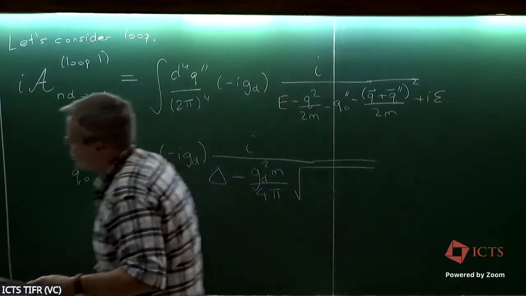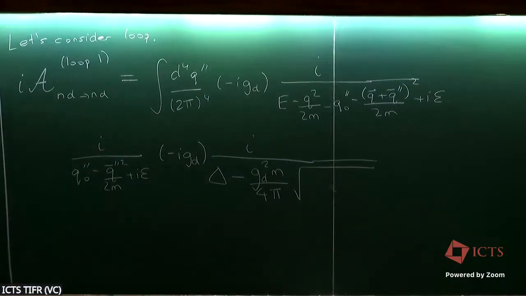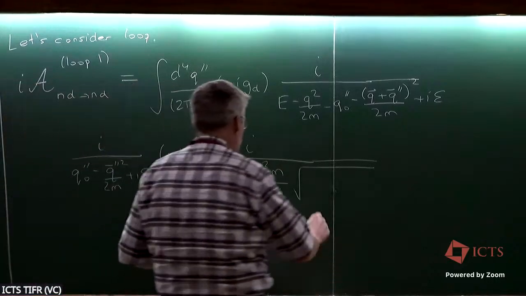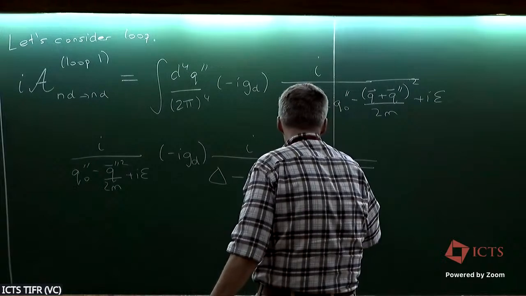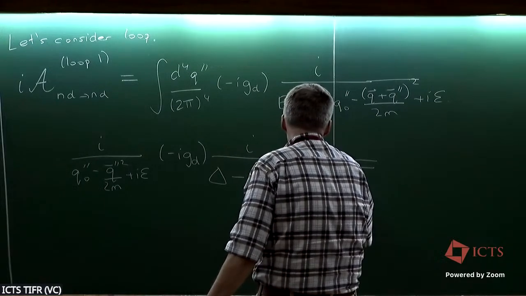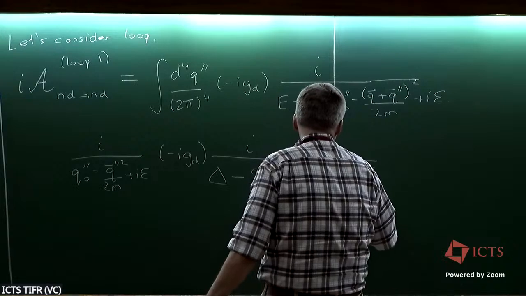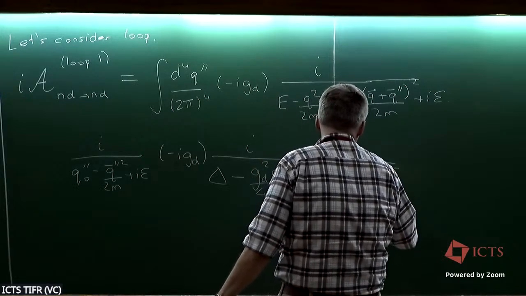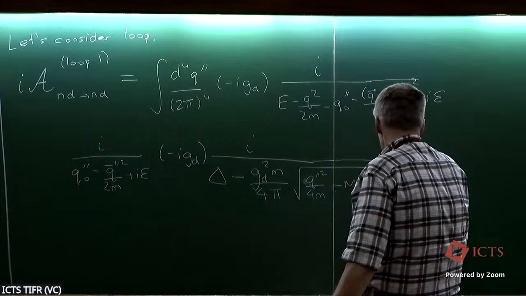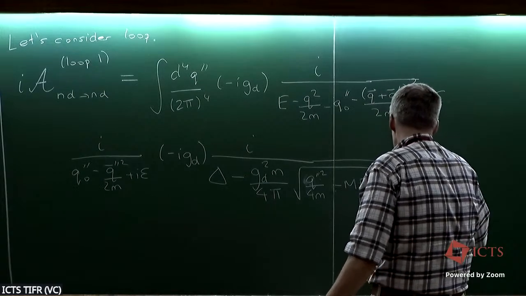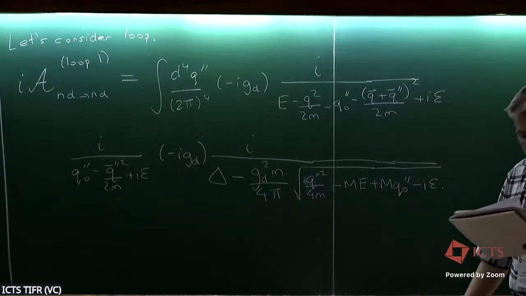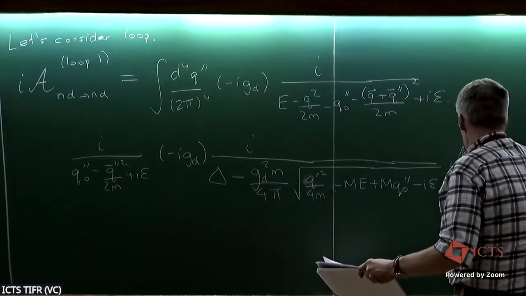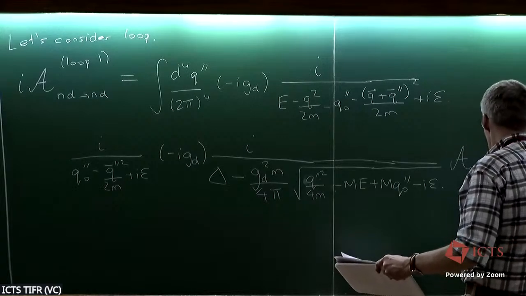Now the energy flowing through the line is E minus Q0 double prime. The momentum in the line is Q double prime. So we have Q double prime squared over 4m minus mE plus mQ0 double prime minus i epsilon. And then last, but importantly, we have the amplitude again.